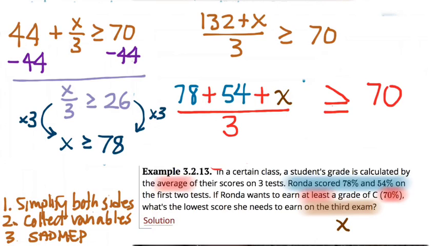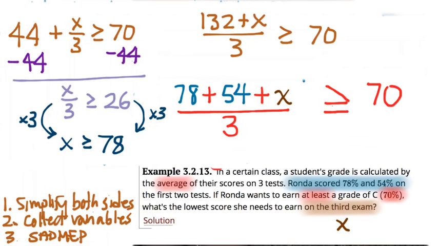What you'll notice, as advertised, is that an inequality problem has an inequality solution. The solution to this inequality is x is greater than or equal to 78. How do we take that and put the context back into it? What does this mean about Rhonda?